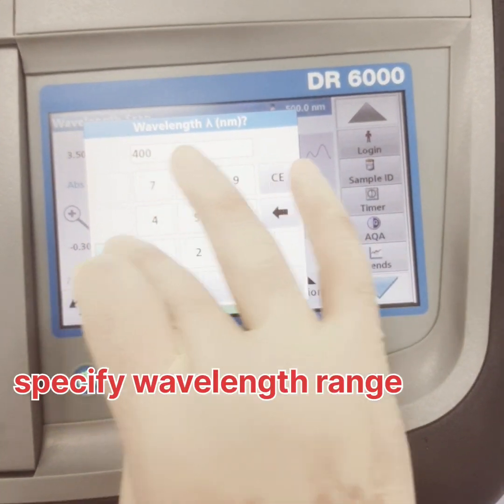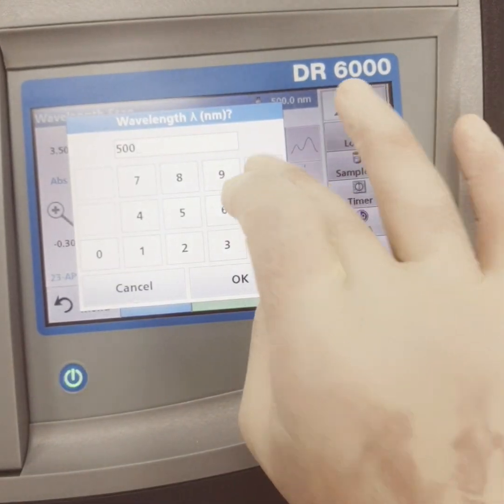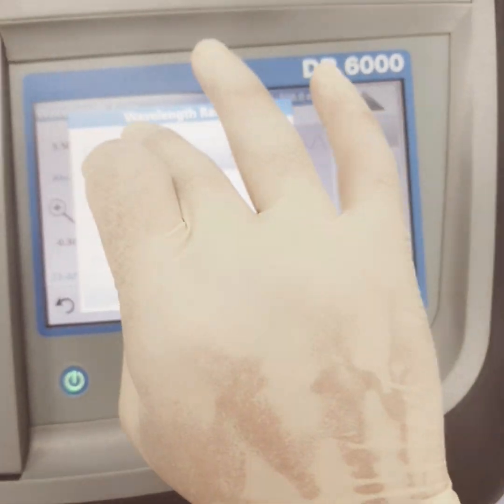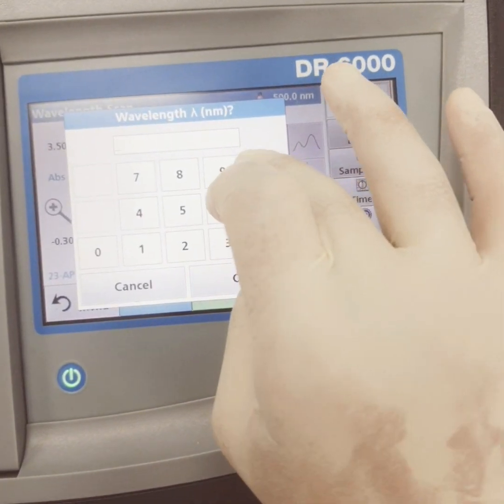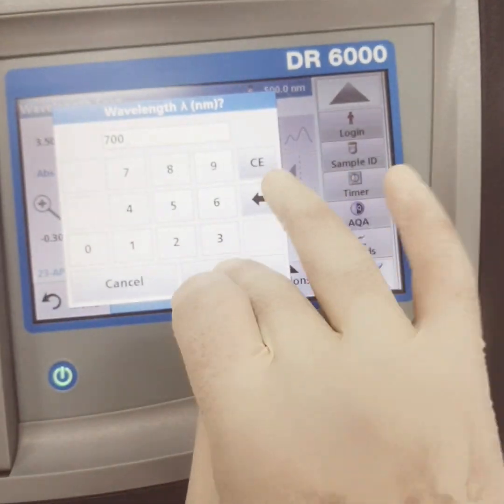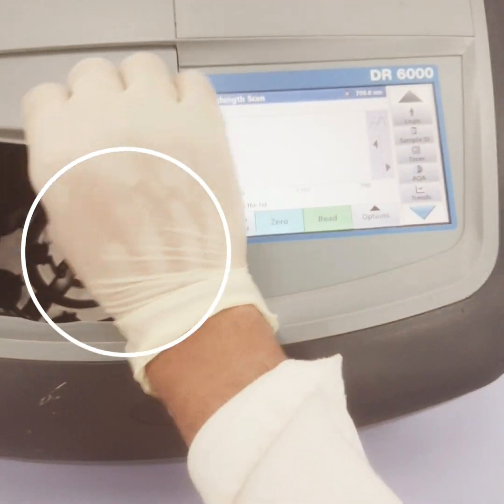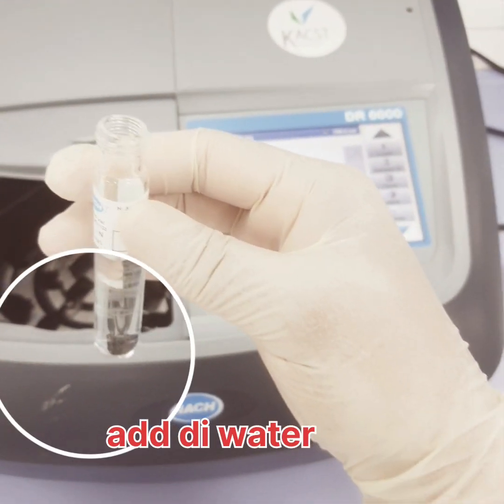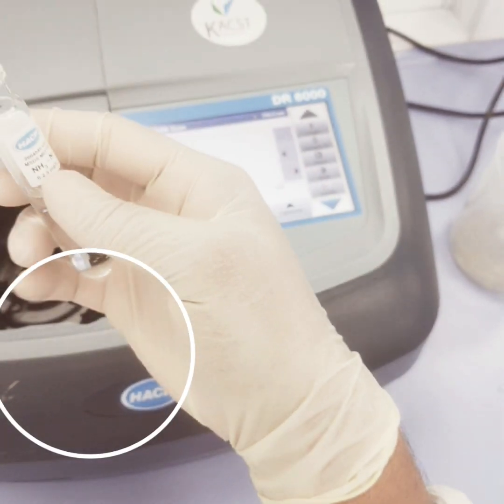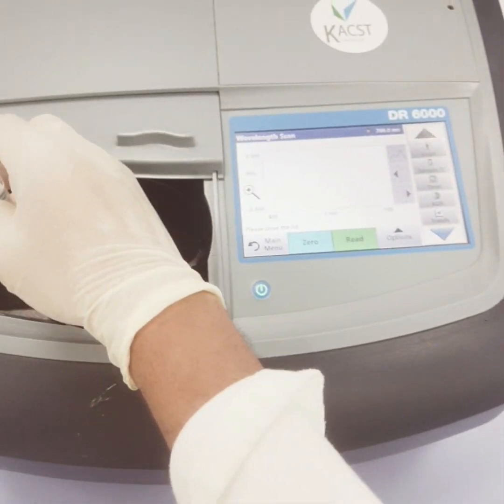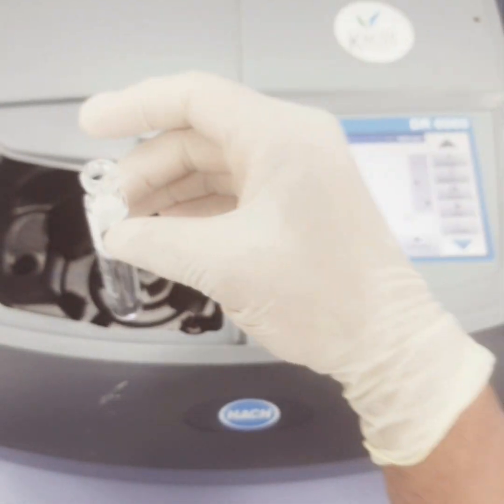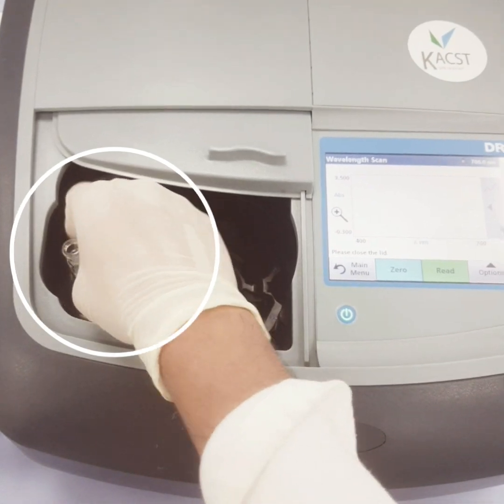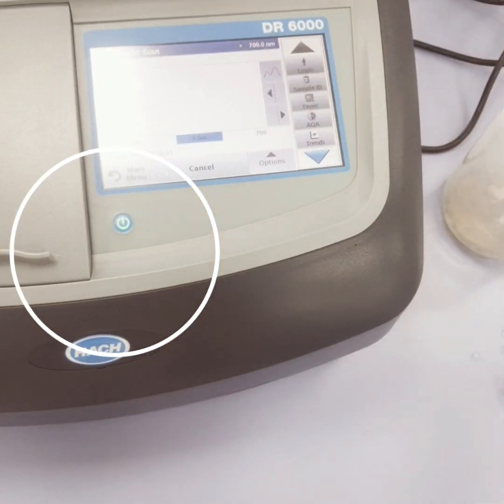So I will keep here 400 and then I will change it. Now for analysis, I usually prefer glass cuvettes for the dyes, and for the organics I prefer quartz cuvettes, because the dyes stick on the surface of the quartz cuvette and it's difficult to clean. So now we'll say 0.